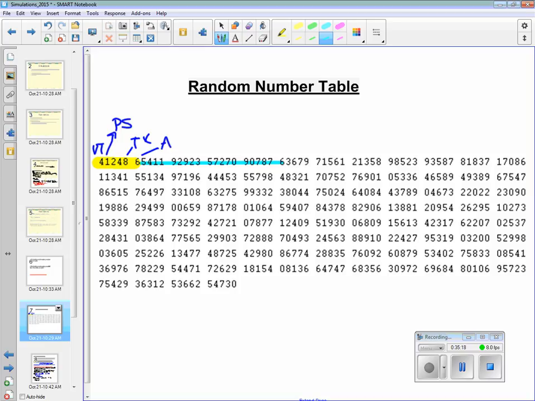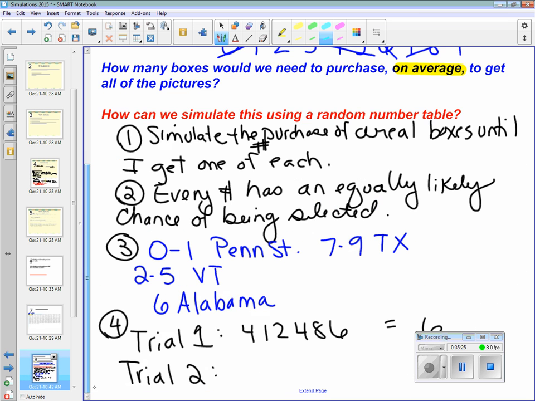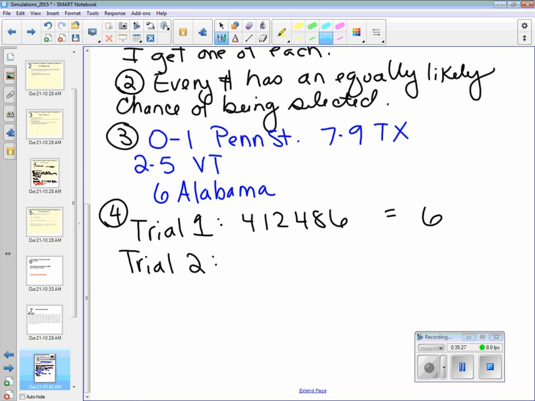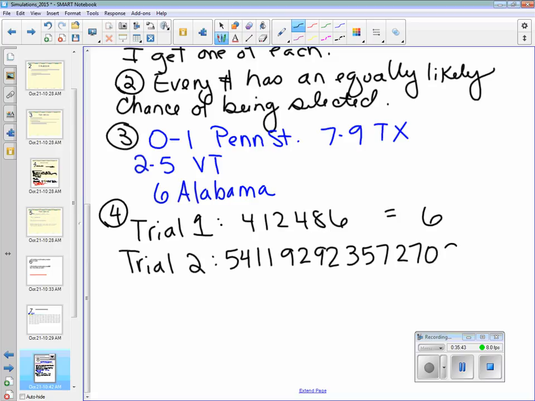I got to memorize all that. Oh, okay. All right, so 5411. Let's see if I can do this. Oh, you have it? Oh, read it to me. Good job. All right, so 5, 4, 1, 1, hang on. Doing it in the highlighter. Don't want to do that. So 5411. 9, 2, 9, 2, 3, 5, 7, 2, 7, 0, 9, 0, 7, 8, 7. That was the next trial.